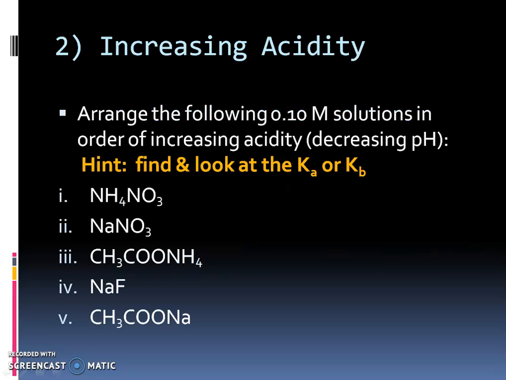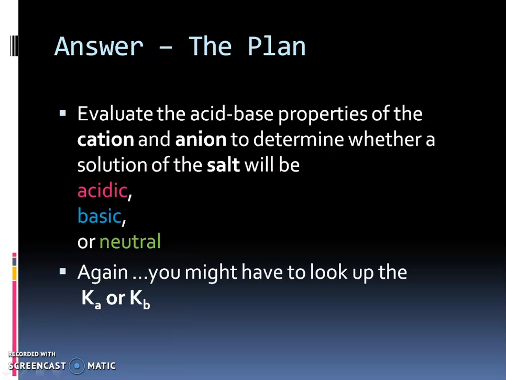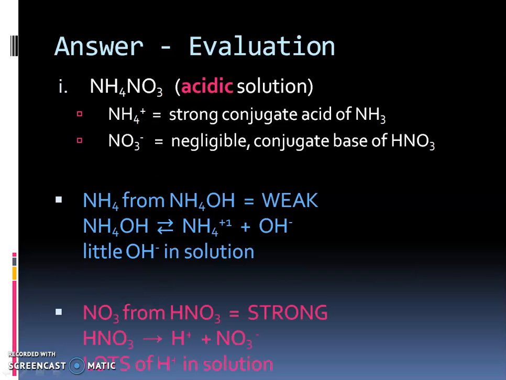And we're on to number two, increasing acidity. You might have to look up the Ka or Kb values to help you. All right, so here we go. Again, here's my plan of attack. We want to remember we're deciding on the salt. We want to know where it came from. Did it come from something acidic? Did it come from something basic? Or did it come from something neutral? So what do I mean by that? Here is your first one as an example.